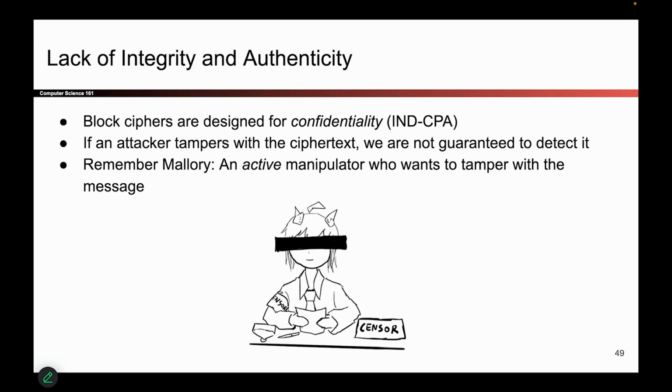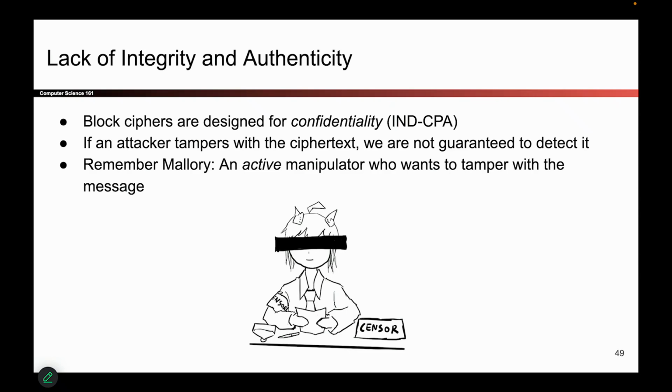Okay, to wrap up our discussion of block cipher chaining modes, remember we said that block ciphers, if you chain them correctly, for example, using CBC mode or CTR mode, give you IND-CPA confidentiality. But also, remember that in our cryptography roadmap where we showed you the 4 quadrants, we said that block ciphers and their chaining modes were designed for confidentiality.